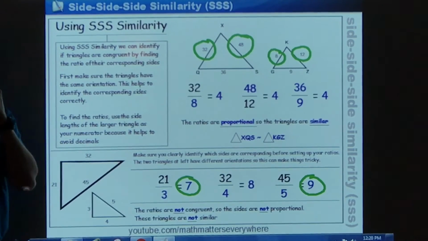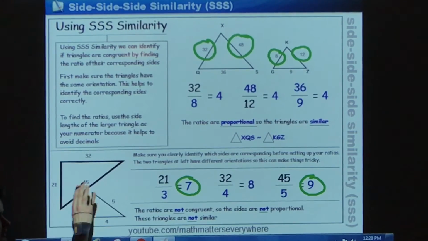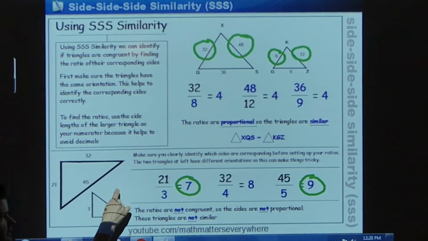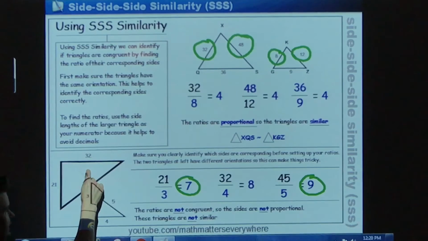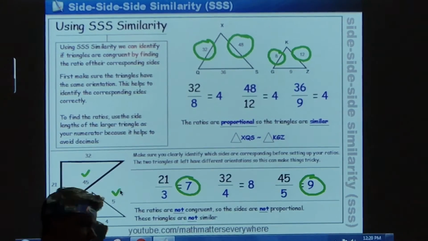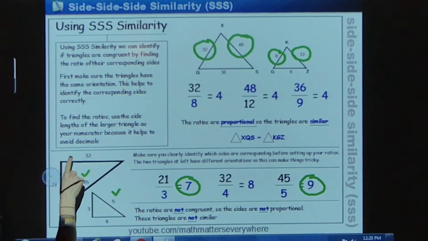I still don't understand why you did 21 and 3, not 4. Okay, well let's look at this. Look at the larger triangle. This is easy, right? So we've done this and we've done this. You with me? 45 and 5 were easy. And here's what I want you to look at. You have two sides here, 21 and 32. Which one of these is smaller?